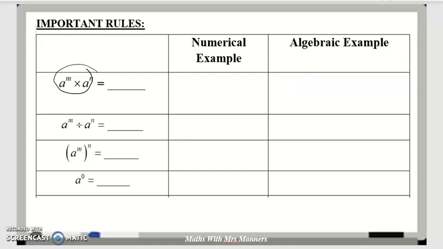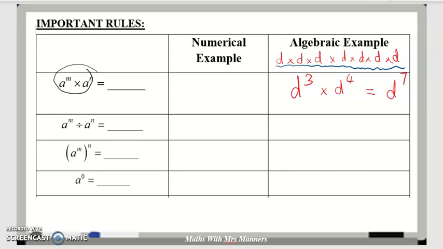If you have d to the power of 3 times d to the power of 4, well, this would be a string over here of 3 d's, but they're being multiplied. D cubed means d times d times d. And d to the power of 4 means 1, 2, 3, 4. So in the end, this string that I have is 1, 2, 3, 4, 5, 6, 7 long. And we're multiplying, so really what we're going to have is d to the power of 7.